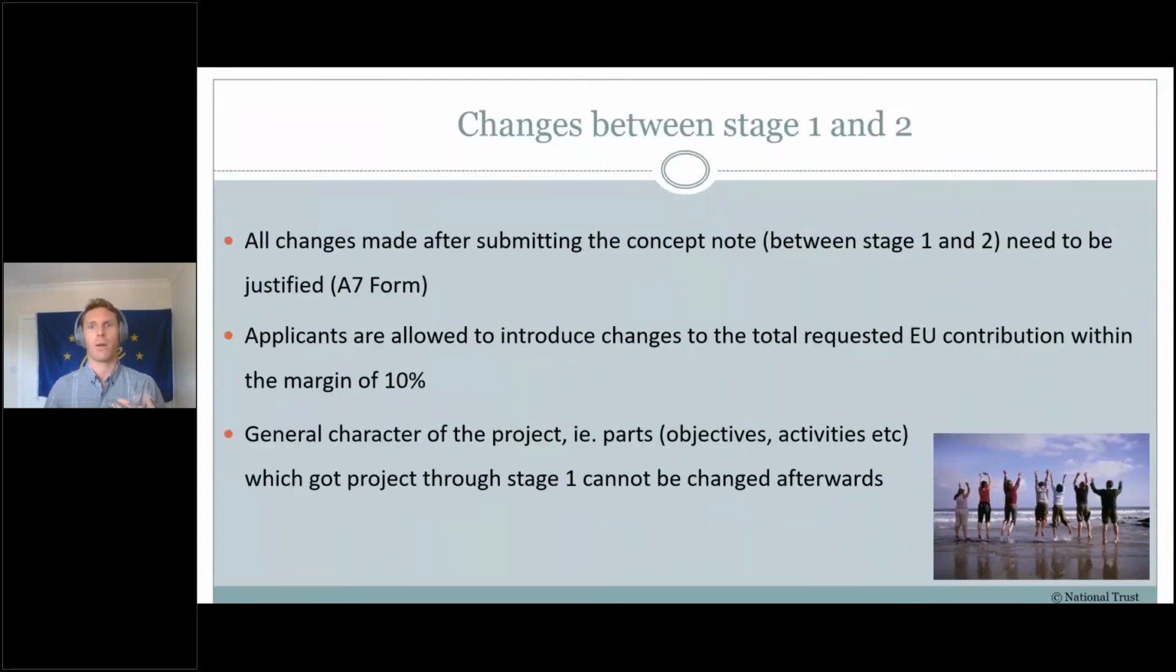So what happens if your project changes between stages 1 and 2? All changes made to the submitted concept note will need to be justified and approved by the Commission. So please highlight any changes in the A7 form of your full application. A certain degree of change will be allowed, however, you will not be able to change the critical elements of your project which got you through stage 1, such as the main objectives, activities and actions. Proposals fail on this time and again, so make sure that doesn't happen. Also, the budget can only change within a margin of 10% of the requested EU contribution.